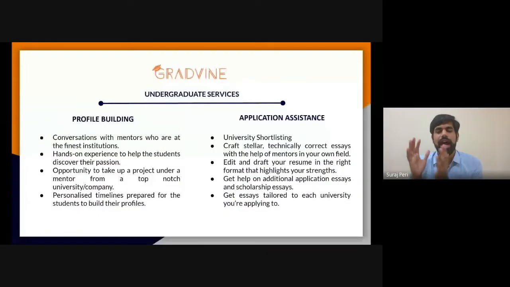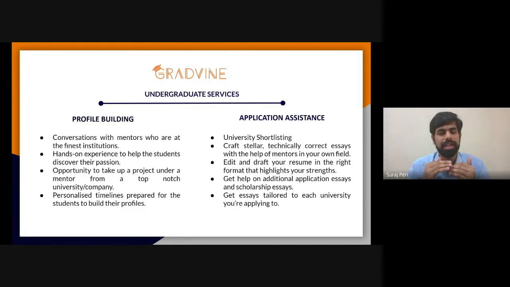As a 10th standard student, how do I figure out what my career paths are? Okay, so let me put up one slide in terms of how we help you guys. Profile building is for people that are in their 8th, 9th, 10th, and first half of 11th. Application assistance is for people who are ready to apply or have figured out that they want to absolutely apply. This is usually in their early 11th grades, right?